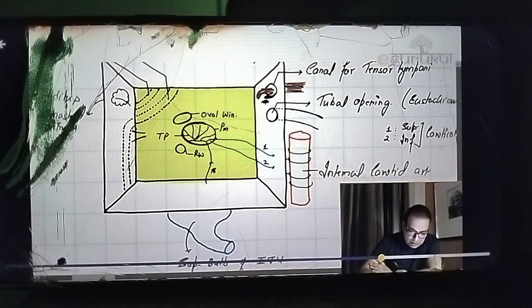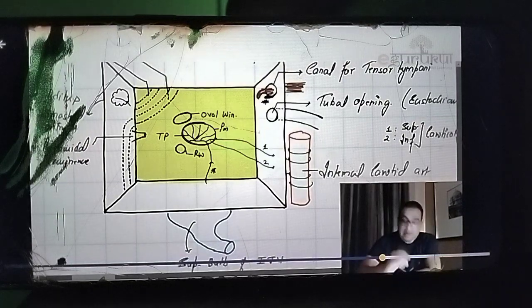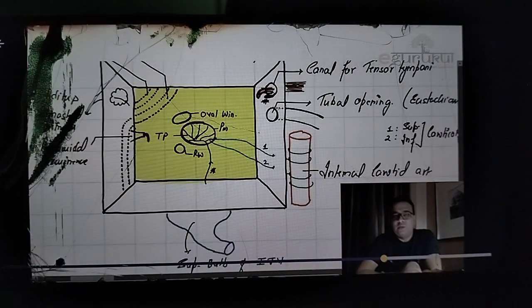It is close to the medial wall. This prominence is called the pyramidal eminence. This elevation that you're looking at right now is the pyramidal eminence, and this pyramidal eminence basically is giving passage to the tendon of which muscle? Stapedius.